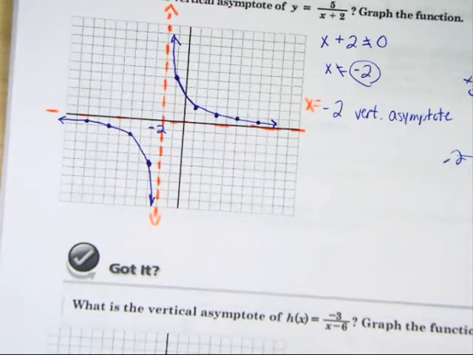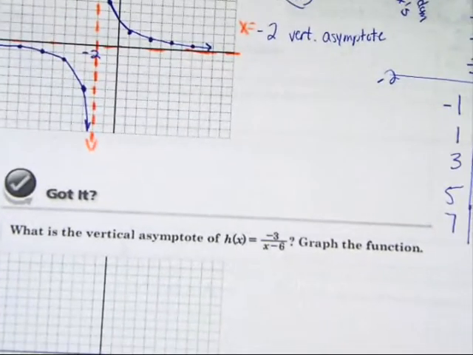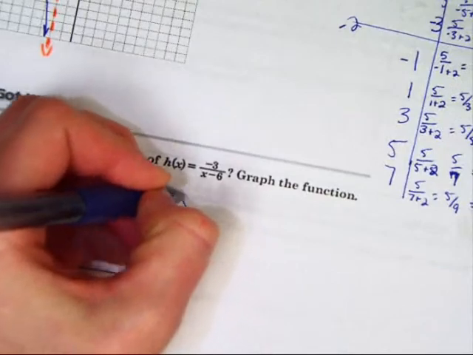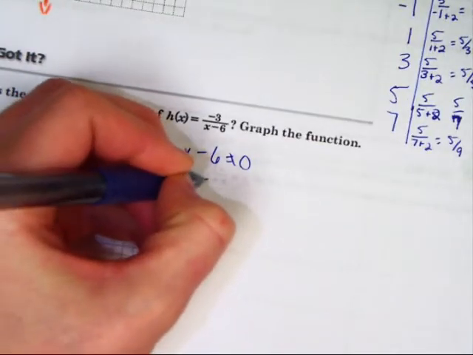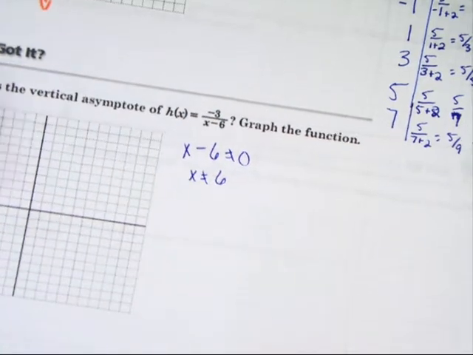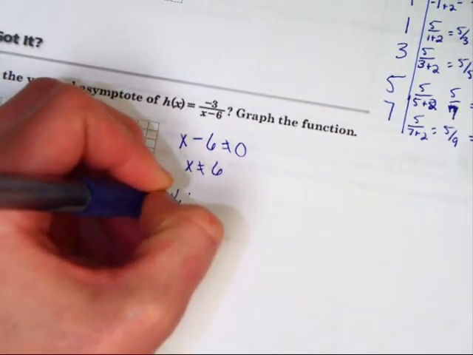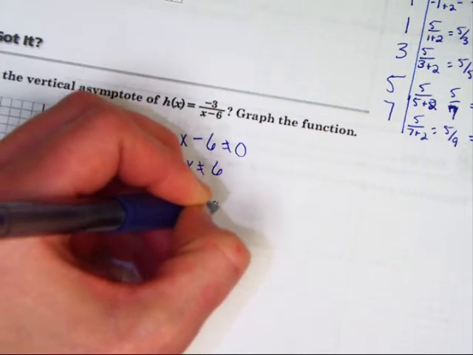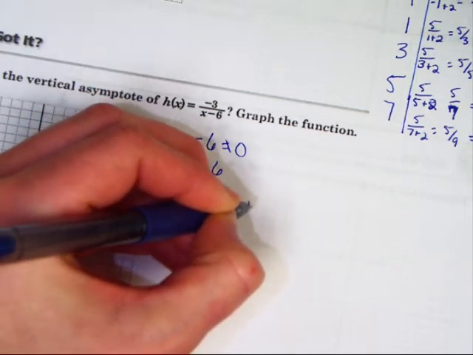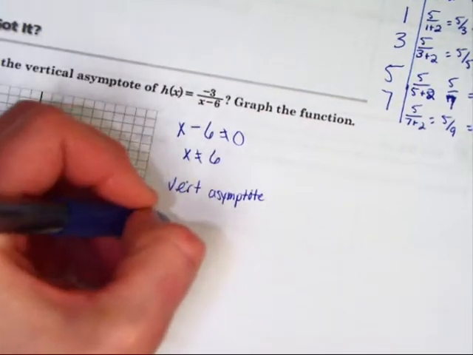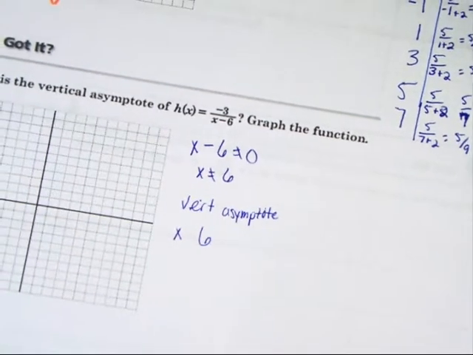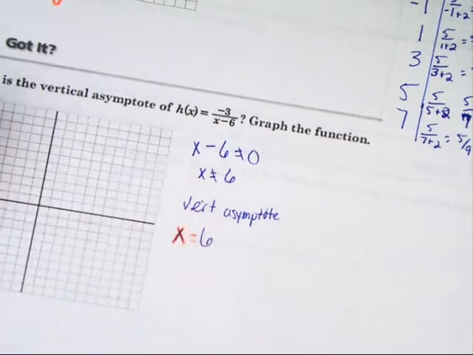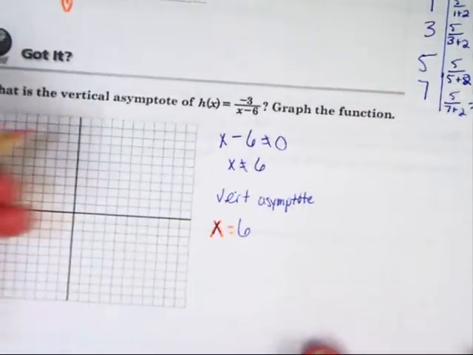Let's try this one more time. Now let's find the vertical asymptote. Remember that x minus 6 should never be 0, so x should never be a positive 6. So my vertical asymptote is where x is 6. I'm going to take my pencil and go to where x equals 6 and make my vertical asymptote.